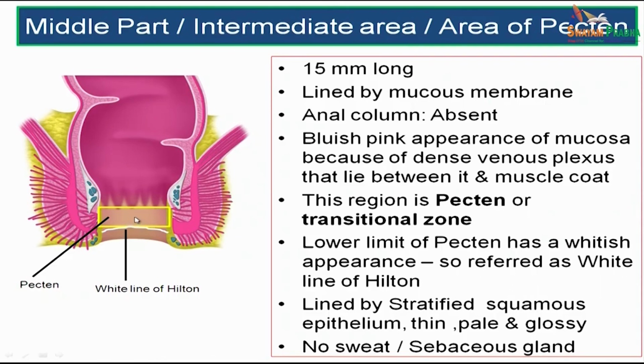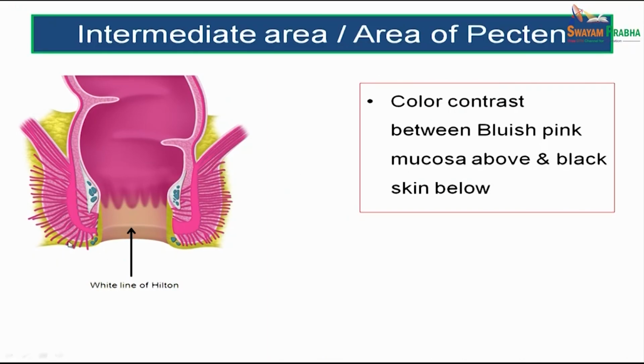The mucosa appears bluish pink in this area also because of the dense venous plexus which lies between the mucosa and the muscle coat. So, the lower limit of the middle area is the white line of Hilton, as seen from this picture. The intermediate area, or the area of pecten, has a color contrast between the bluish pink area of mucosa in the pecten and the black skin below, that is the lower cutaneous part.